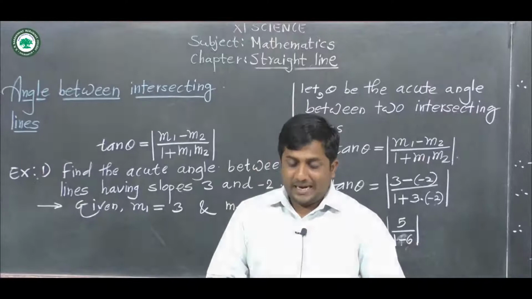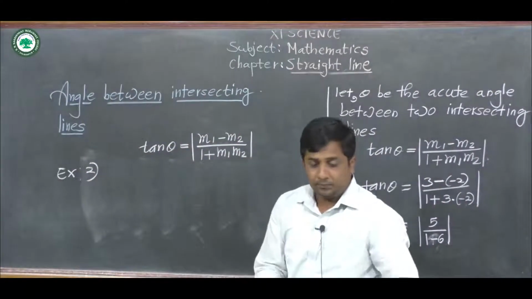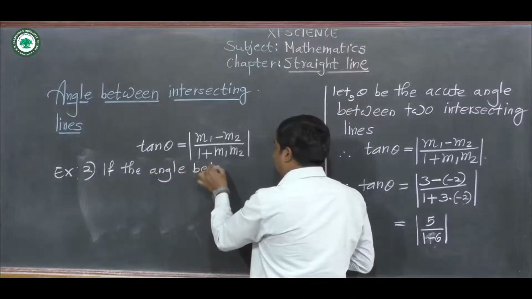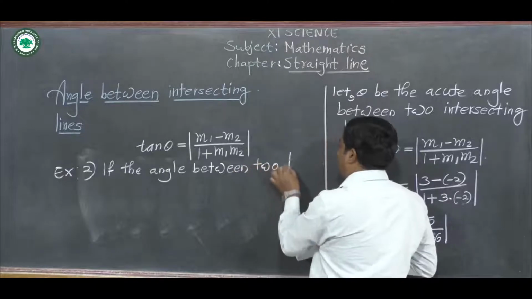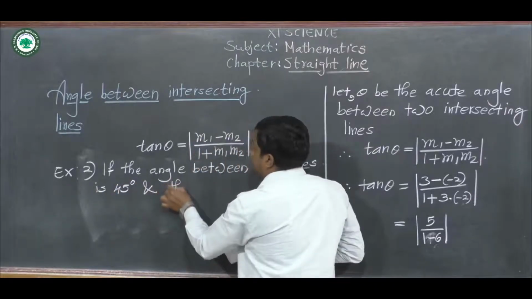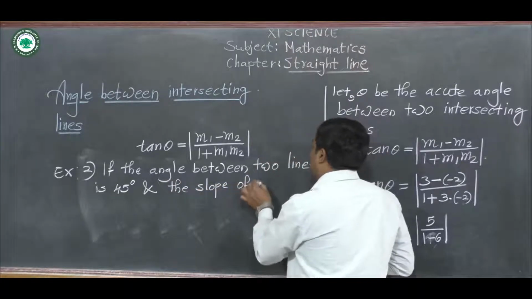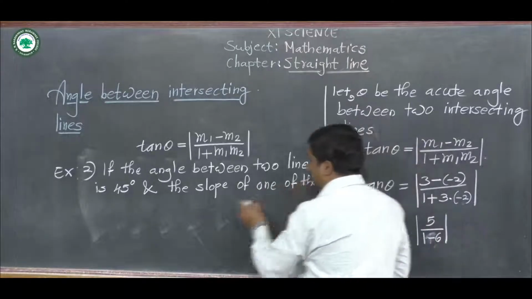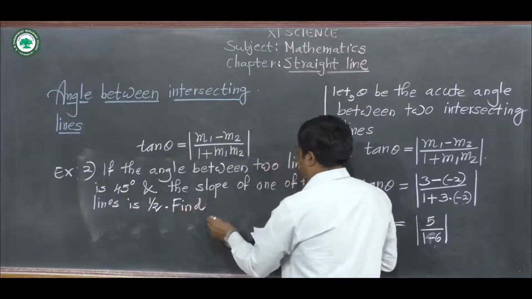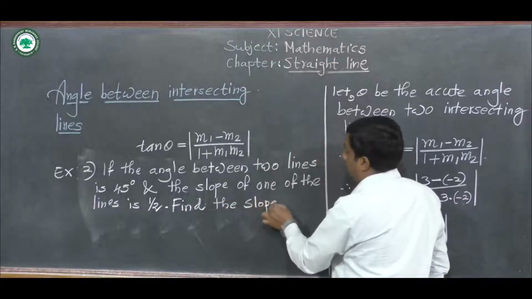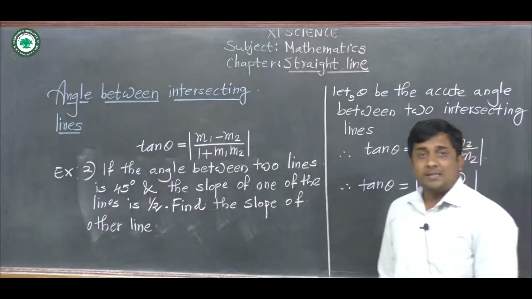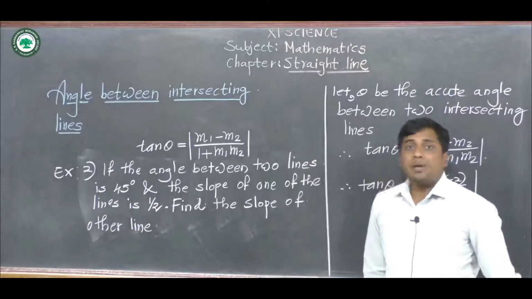Let's go with our second example. Here in the second example: if the angle between two lines is 45 degrees and the slope of one of the lines is 1 upon 2, find the slope of the other line.